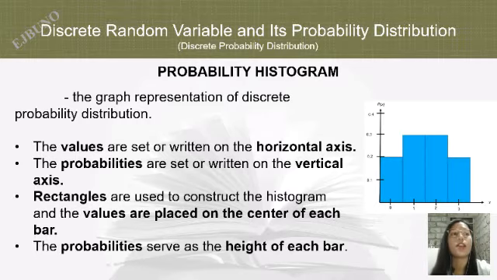As you can see, at the right side, yung pataas is the P of X or the corresponding probabilities. While dun sa baba naman is yung X or the values.